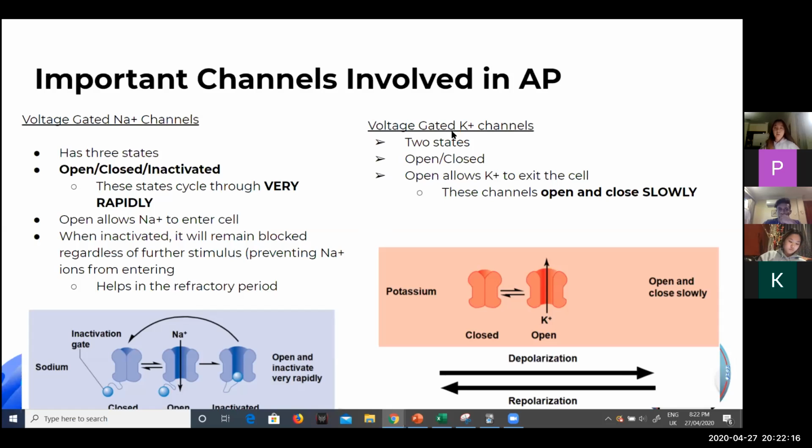So moving on to our voltage-gated potassium channels. This one is a little bit simpler because it's only got two states: it's either open or it's closed. When it's open, this allows potassium to exit the cell. So don't get the exit and enter wrong. For voltage-gated potassium, when it's open, it allows potassium to exit the cell. Now, the main difference between these two is that these channels open and close very slowly. So remember, sodium is fast, potassium is slow.